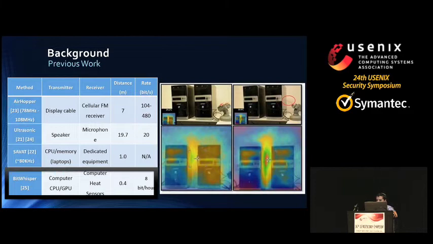Finally, at the last CSF conference, we showed BitWhisper. BitWhisper established a two-way communication channel between two closed air gap computers by using thermal manipulation, by emitting and sensing heat signals. Two computers can communicate between themselves by what we called a thermal ping.